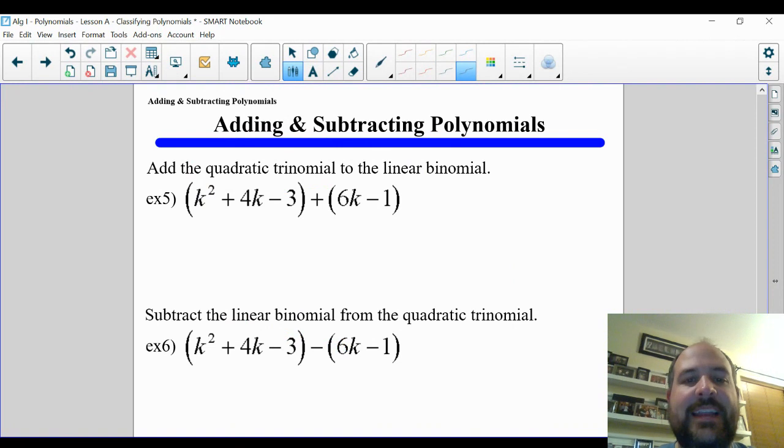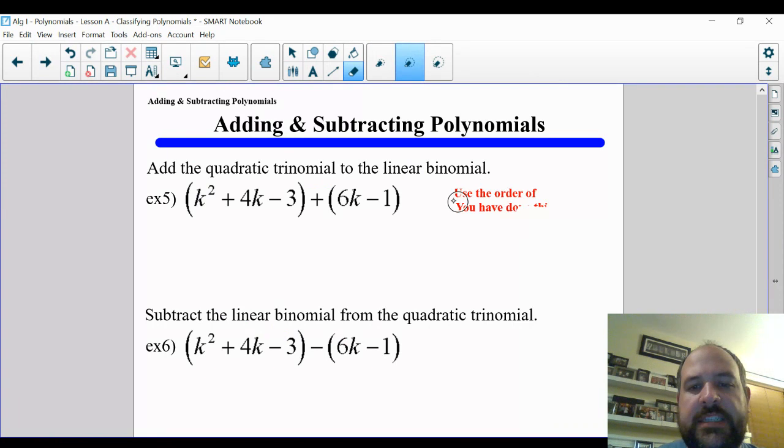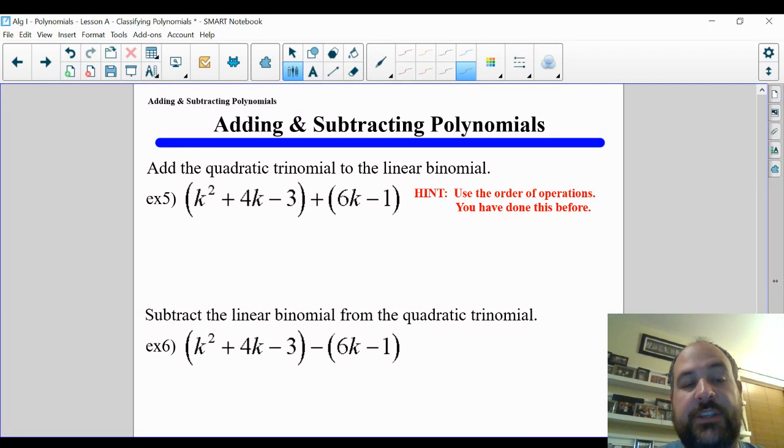As I was saying, adding and subtracting polynomials, basically the same idea, but the biggest difference here is that we need to use the order of operations to help us simplify a little bit here, because you may recall, anytime we have parentheses or grouping symbols, we need to get rid of those first before we do anything else. The way that we do that is we distribute. And you say, what do we distribute? We distribute the number in front of the parentheses.